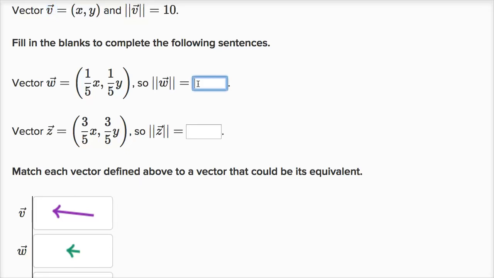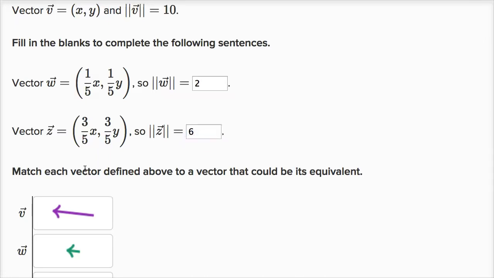So 1/5 of 10 is just going to be 2. Now vector z, it looks like it's 3/5 times vector v. We're multiplying each of the components times 3/5, so that's like multiplying the entire vector by the scalar 3/5. So its magnitude is going to be 3/5 the magnitude of vector v, and so 3/5 of 10 is 6.